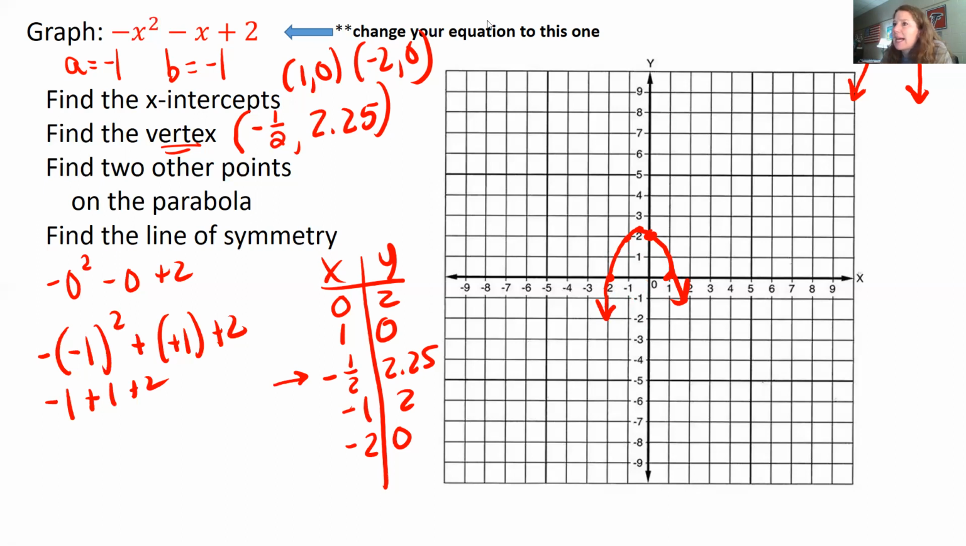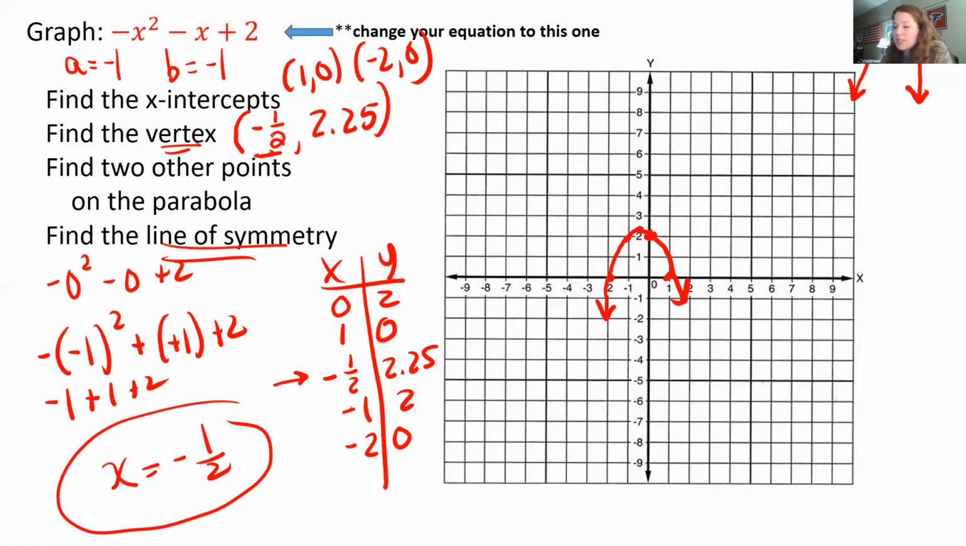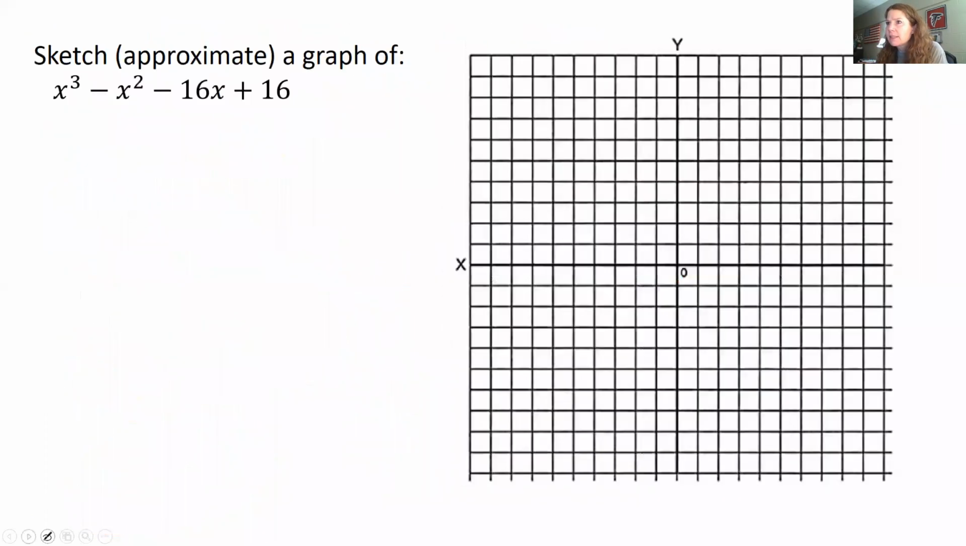And finally, my line of symmetry is x equals that x value of -1/2, the x value of my vertex. All right, let's move on.